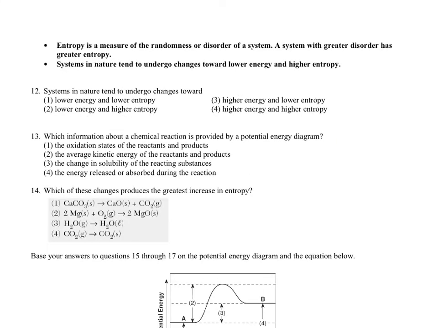Question number 12 just has you basically recall a key idea that systems in nature tend to go for lower energy, as losing energy is spontaneous, meaning it happens without having to put in really any energy. And so lower energy and higher entropy or randomness. So things tend to lose energy and get messy with very little input needed from the surroundings.